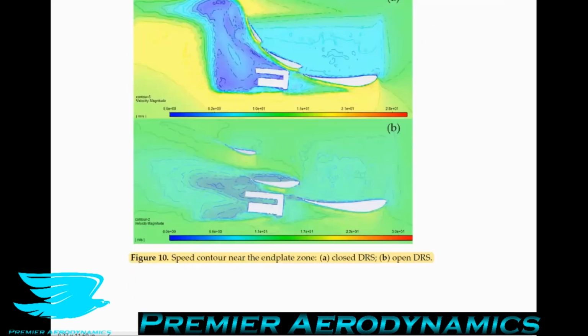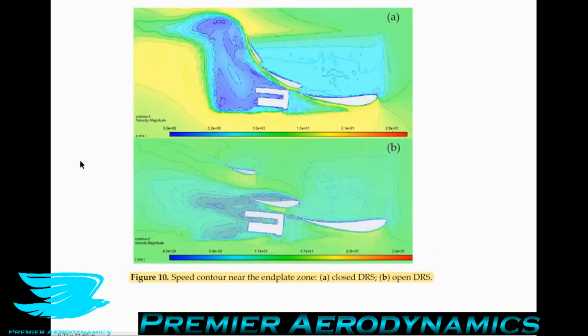So what about when we put the DRS system on? So we change the flaps angles from 5 degrees, 28 degrees, and 60 degrees to 0 degrees. So when the DRS system is operated, the flaps rotate until they reach an angle of attack of 0 degrees.